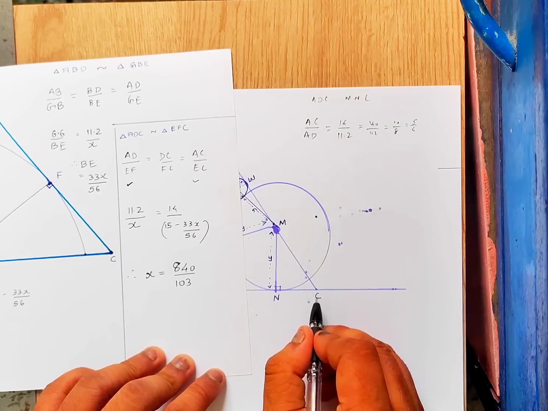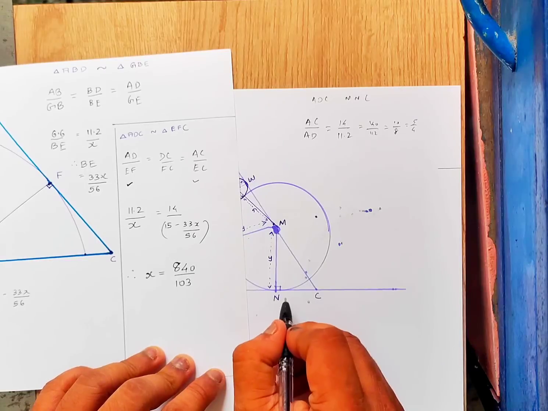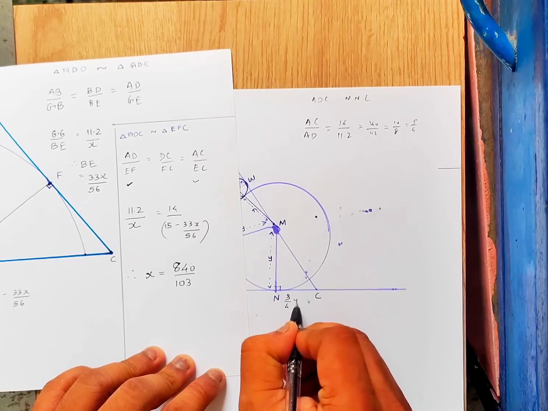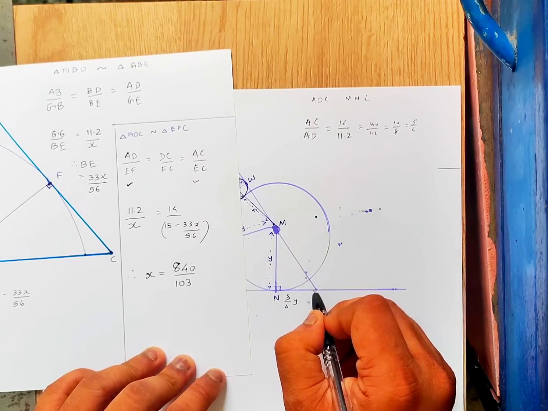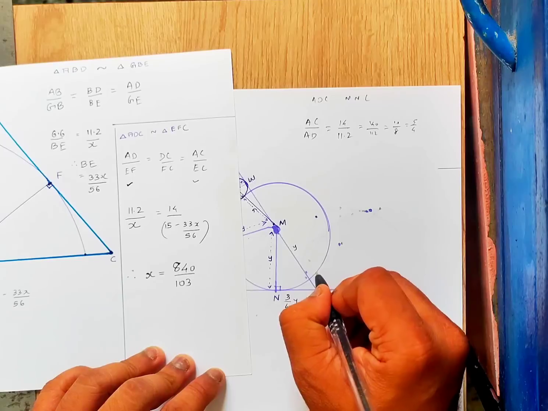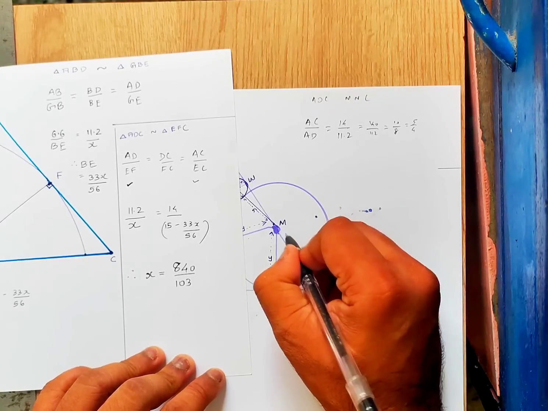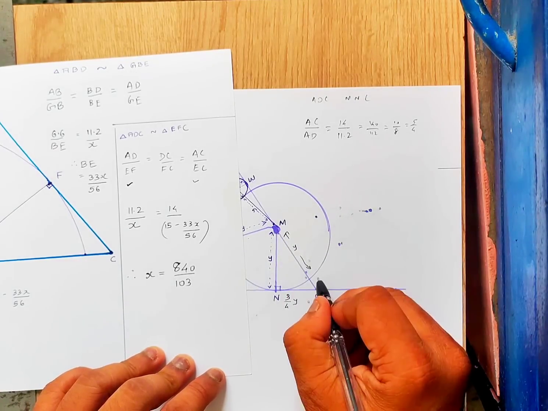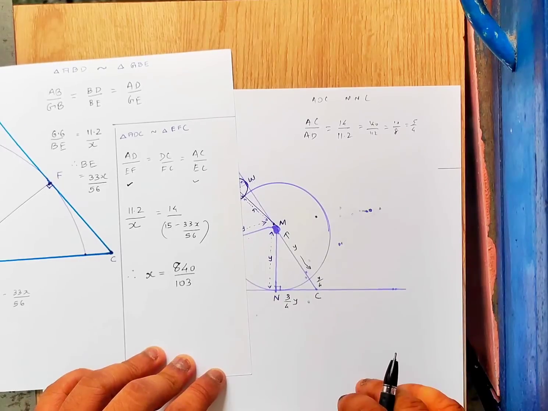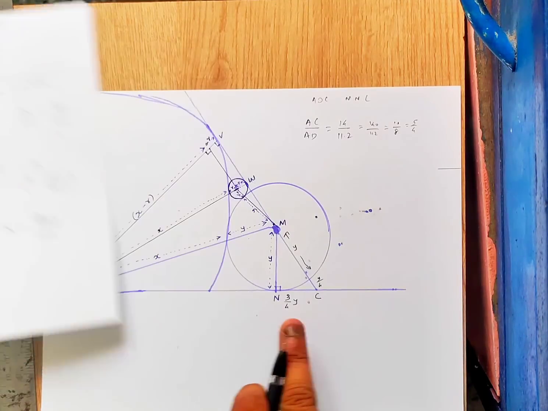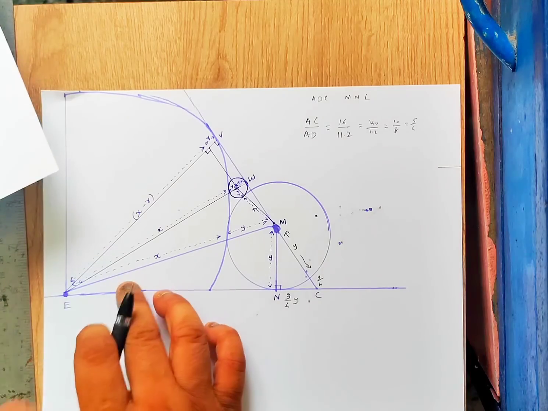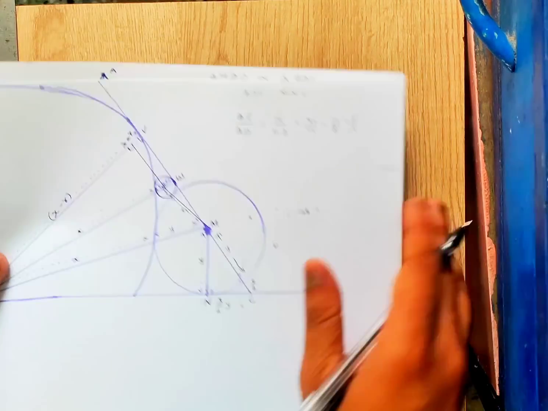And NC should be 3 by 4 times of Y. So I'm writing it over here, 3 by 4 times of Y, and MC would be 5 by 4 times of Y. Or I can say if this is Y, because this much is radius till here, then this would be Y by 4, right? So I got the value of NC which was required in terms of Y.